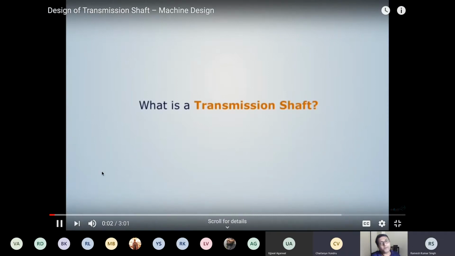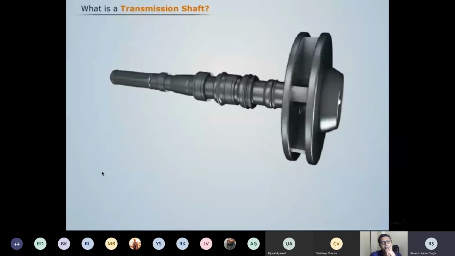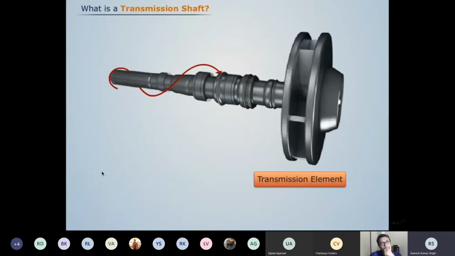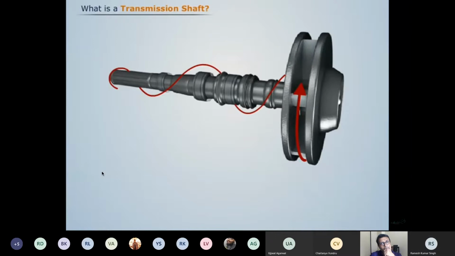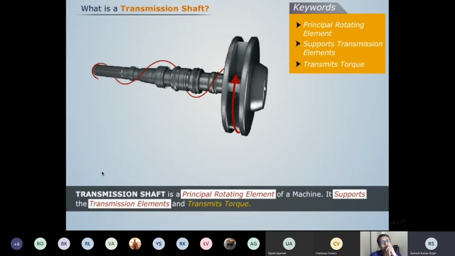A transmission shaft. Whenever we see a pump, lathe machine, IC engine, and gearbox, etc., we always find a principal rotating element in them. The principal rotating element is called a transmission shaft. It supports the transmission elements of a machine and transmits torque from one machine element to the other. Thus, we can say that a transmission shaft is a principal rotating element of a machine. It supports the transmission elements and transmits torque.